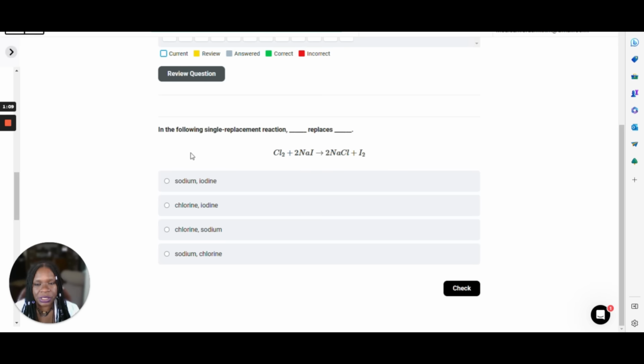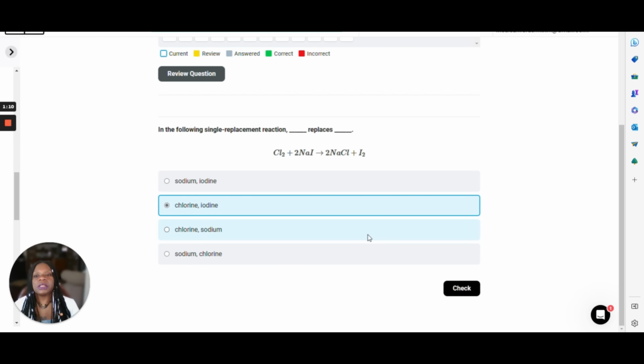Our next question, this is question number 36. In the following single replacement reaction, blank replaces blank. Is it sodium and iodine, chlorine and iodine, chlorine and sodium, or sodium and chlorine? So the answer is going to be chlorine and iodine, and here is why.